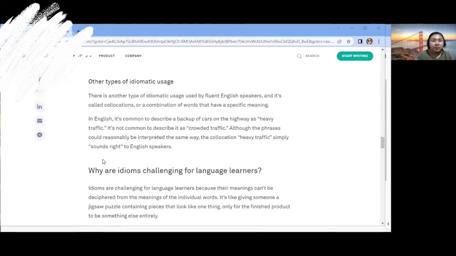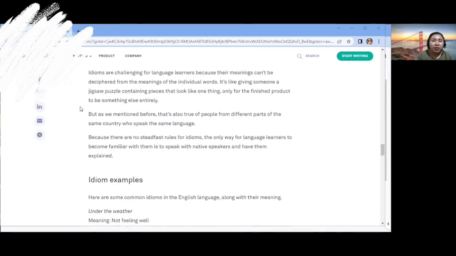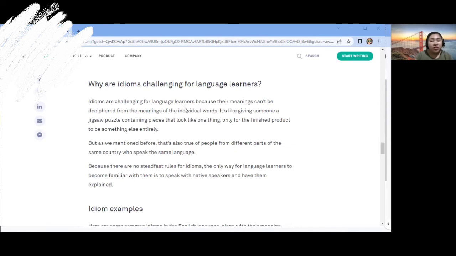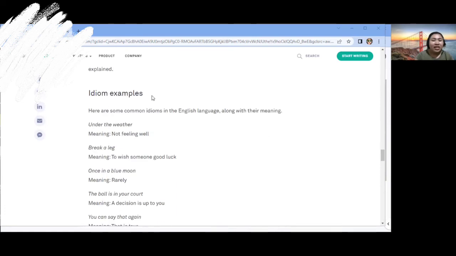Why are idioms challenging for language learners? Idioms are challenging for language learners because their meanings can't be deciphered from the meanings of the individual words. It's like giving someone a jigsaw puzzle containing pieces that look like one thing, only for the finished product to be something else entirely. Okay, so here, idiom examples: under the weather, meaning not feeling well.